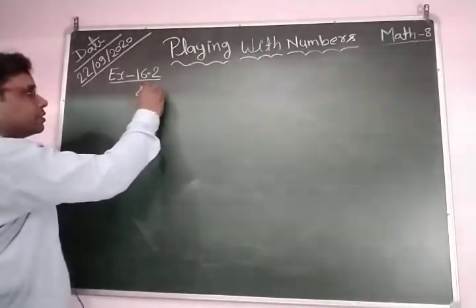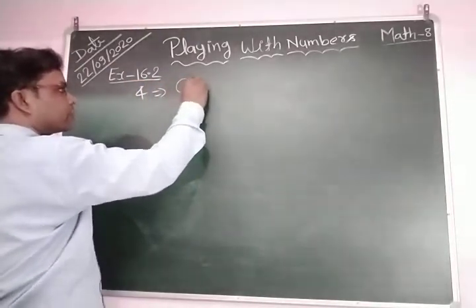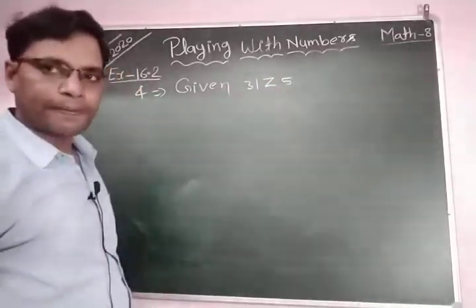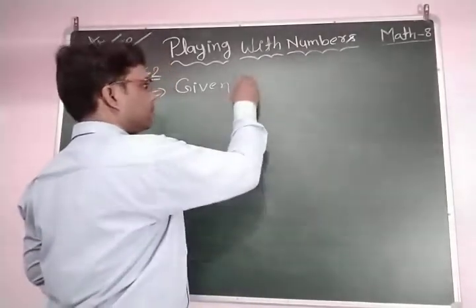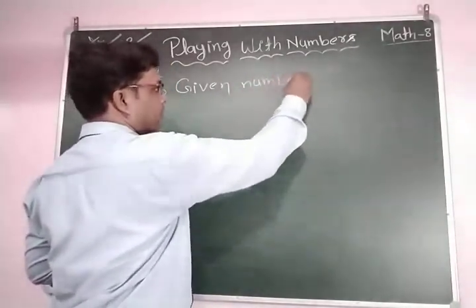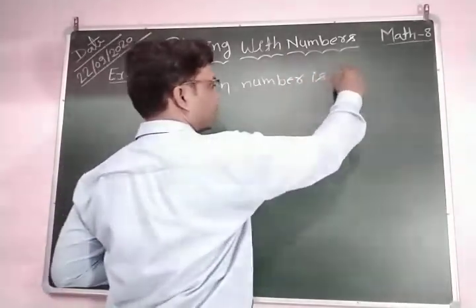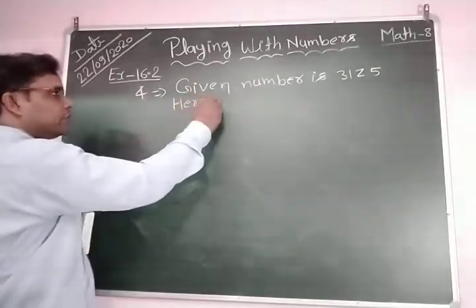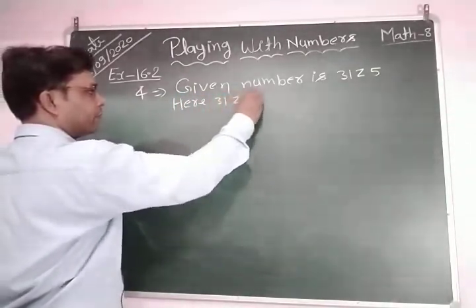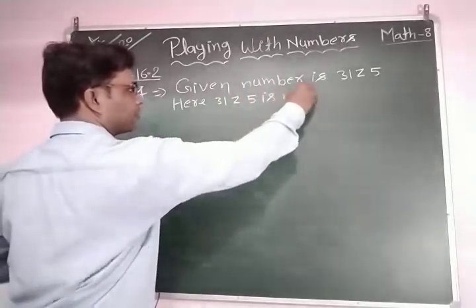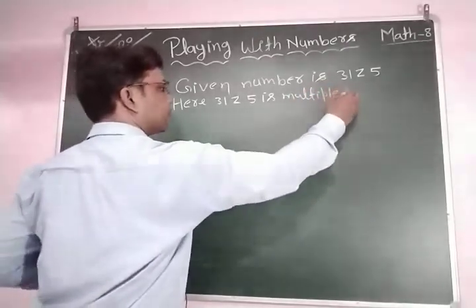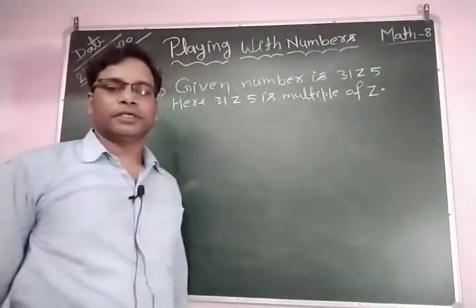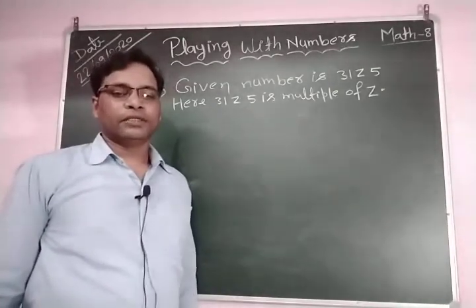In this question number 4, the given number is 3 1 z 5. Here it is also given that this number is a multiple of 3. Here you need to find the value of z.